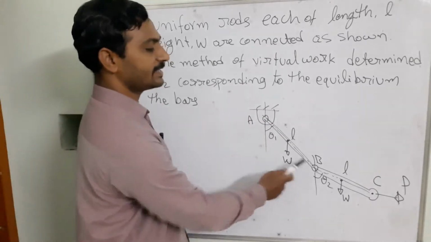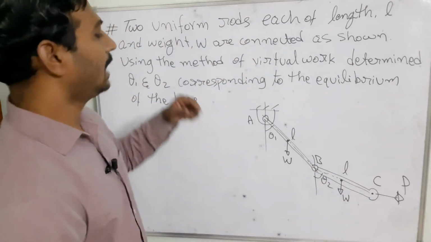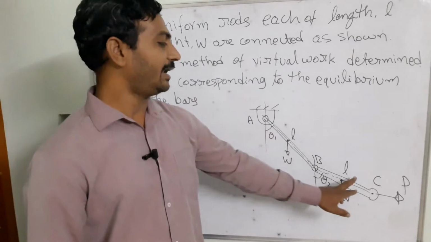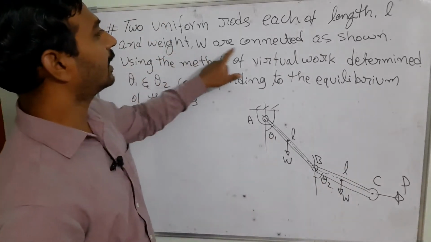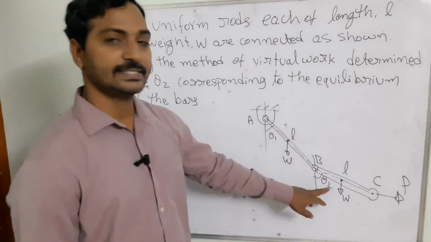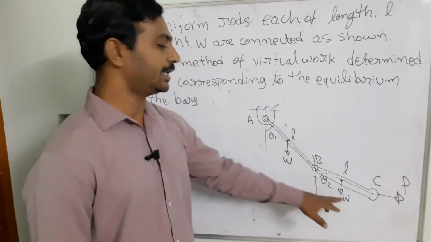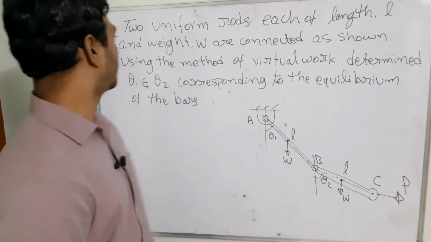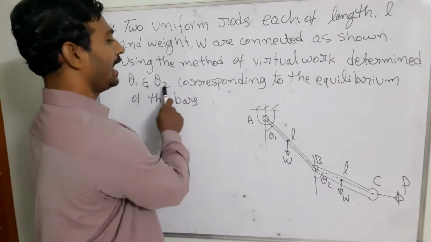AB is one bar and BC is the other bar. Its length AB is L, and BC has the same length L. And the weight W are connected as shown. In this case, the self weight of these bars is acting in the downward direction, which we have represented in this figure. Using the method of virtual work, determine theta 1 and theta 2.